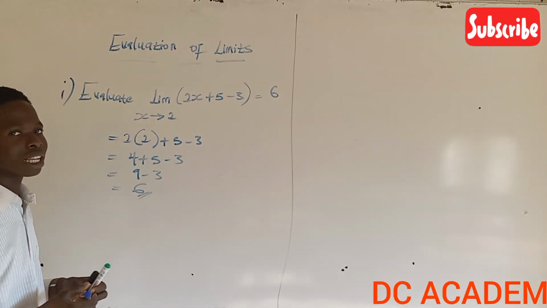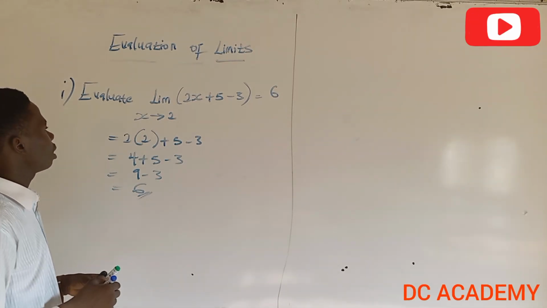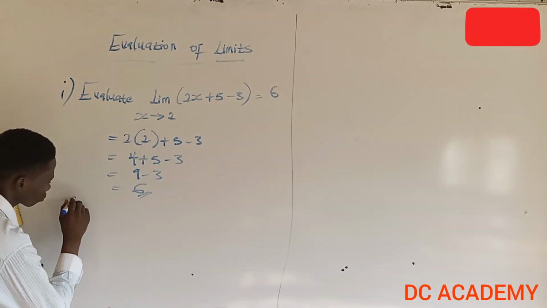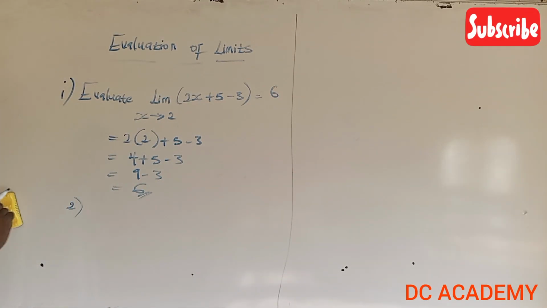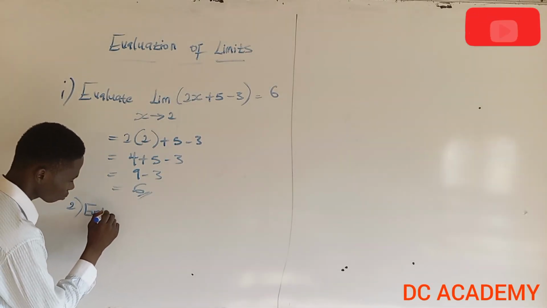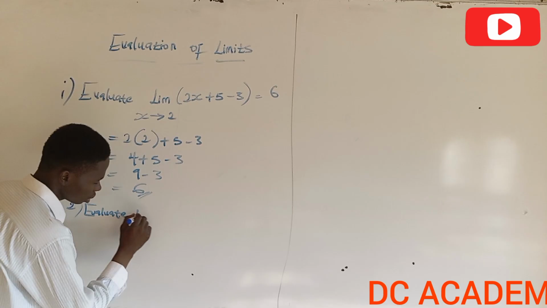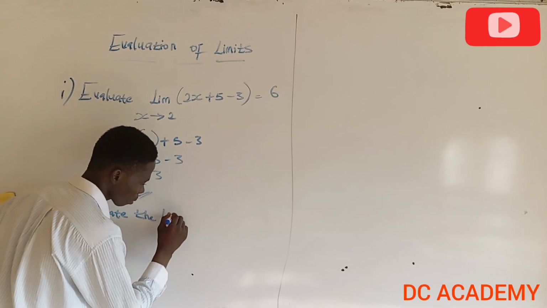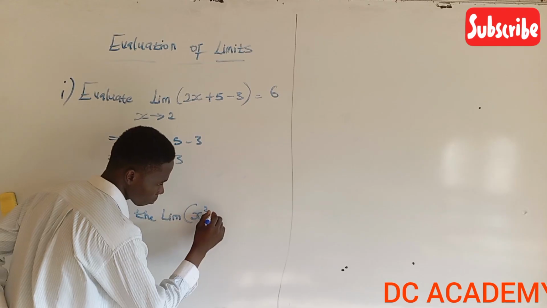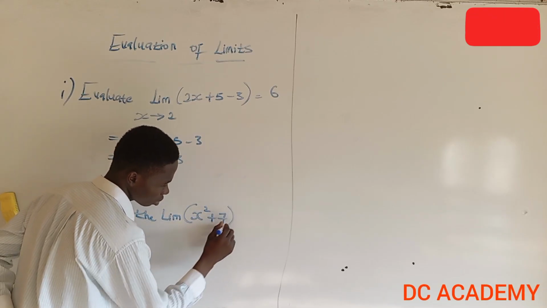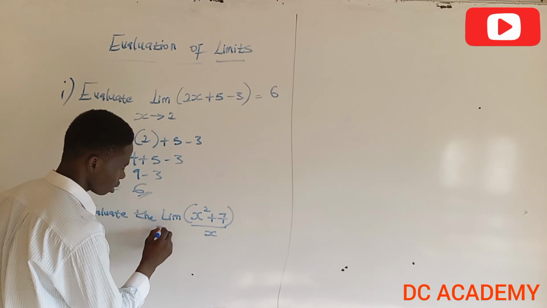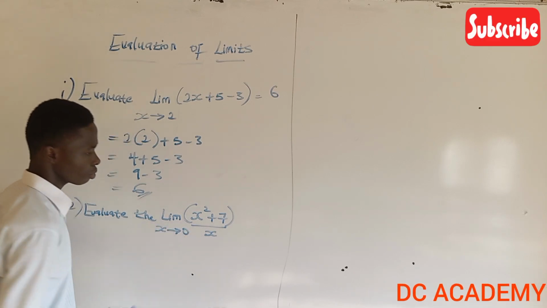Now you will see more examples of it. Let me try this one example. Now you may see something like this. Evaluate the limit of x squared plus 7 divided by x as x tends to 0.